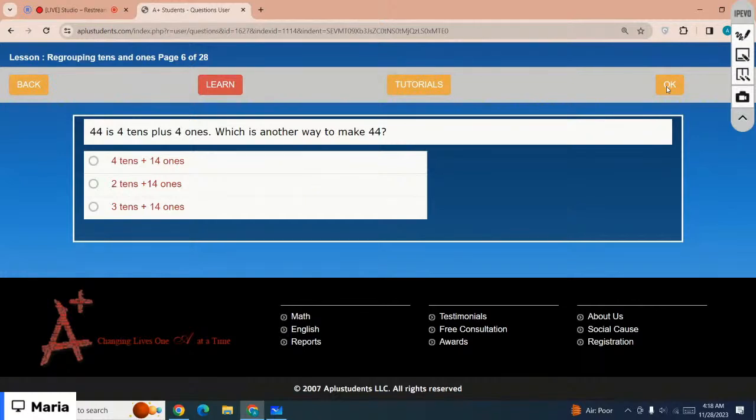Forty-four is 4 tens and 4 ones, which is another way to make 44. The correct option is 3 tens and 14 ones.